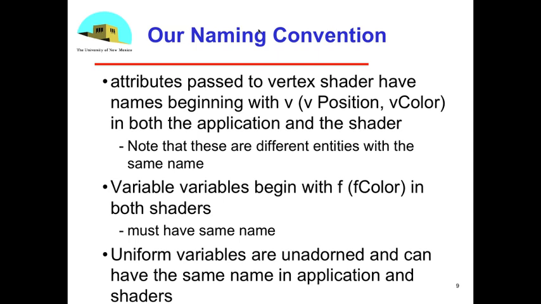Likewise with varying variables. Now uniform variables, we made unadorned. One reason is that a uniform variable comes from the application, but it can go to either shader, so we just said, okay, let's not put a letter in front. One of the other books, I think, would use an A in front to say it came from the application, and that's probably okay too. So let's look at using those.